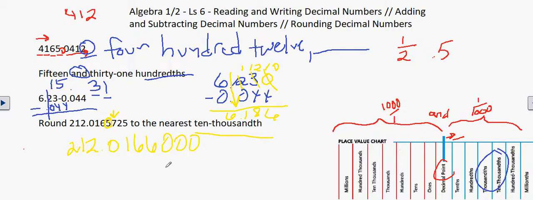You can drop the zeros after a decimal point. They do not really signify any value. And you could just show it as 212 and 166 ten-thousandths. Try practice problems A, C, and G for me, please. Good luck.